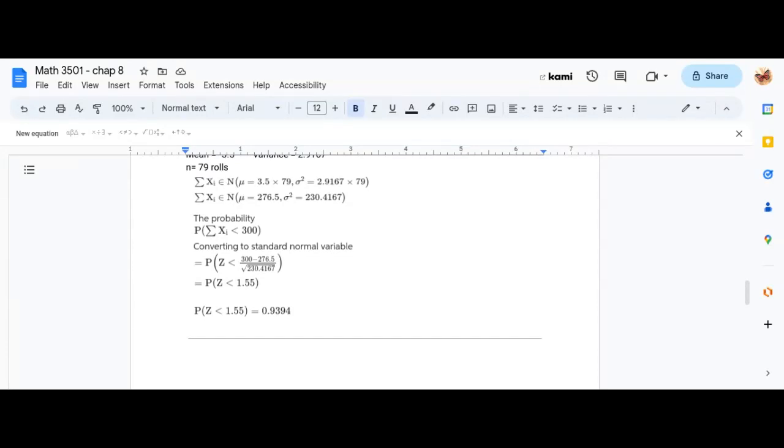So we convert that into a standard normal variable, and we get the probability that Z is less than 300 minus 276.5, which was the mean, over the square root of 230.4167, which was the variance. I put this into the z-score calculator, and I got 0.9394. That's the answer. Okay. All right. Very nice. Very nice.